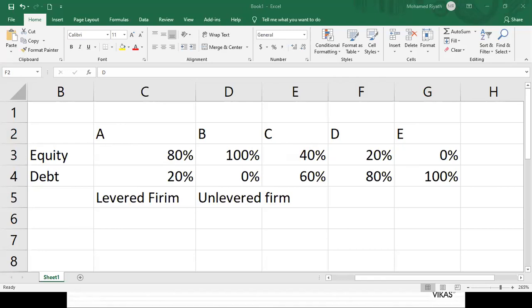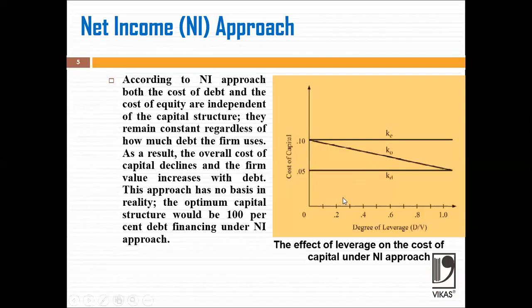So now we move to the slide. Look at the x-axis here: D over V. D means debt capital divided by value of the firm. Value of the firm equals D plus E. So at 0, at this point, is it a levered firm or an unlevered firm?